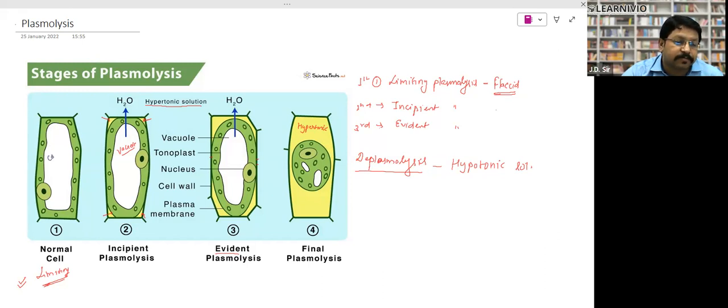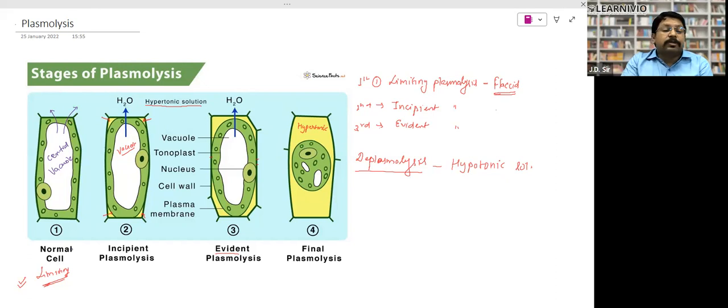This is called the central vacuole. The central vacuole stores water, it stores salt, it stores color, right? So when you keep it in a higher concentration, what will happen? The water will start coming out from the vacuole. So during plasmolysis, the water comes out from the vacuole, not from the protoplasm, right? In an animal cell, it will come out from the protoplasm, right?